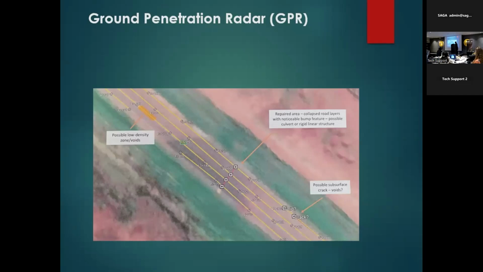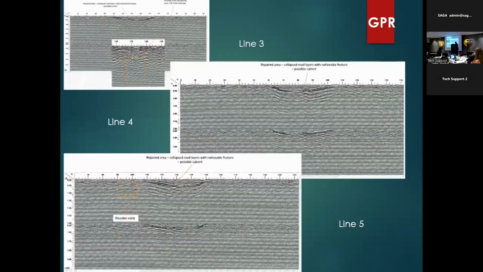And if you look at this feature that was picked up in the ground penetration radar, this is a duplicate, but there you can see. This is also a previous collapse of the road. And then you can also see where the culvert was. There's a culvert actually going through.